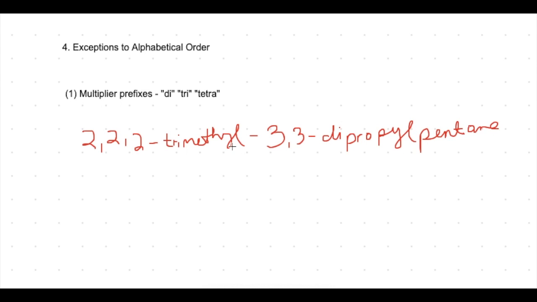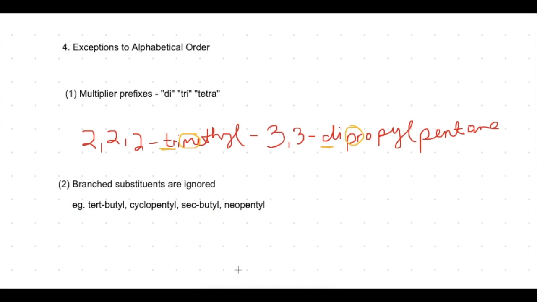Next, we should talk about the exceptions to alphabetical order. Substituents must be put in alphabetical order when we are naming compounds. However, there are some exceptions. The first exception is the multiplier prefixes that I just talked about, where we have some of the same substituents in a compound, so these letters are going to be ignored. Di, the D in di, T in tri, and T in tetra, and so on, are going to be ignored. So for example, if I have a name like this, I would not look at the T or the D when putting it in alphabetical order. I would look at the M and the P, which are the names of my main chains.